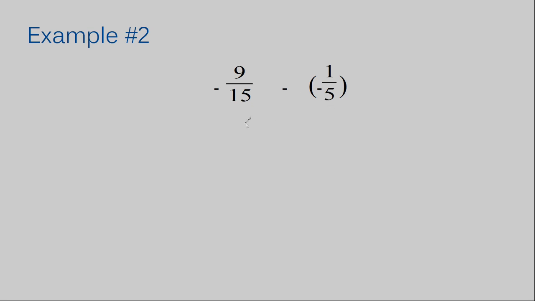Okay, so again, I'm going to follow the rules for subtracting fractions. The rules for subtracting fractions say that I have to have common denominators. So right now, I'm going to ignore my negative signs, and I'm going to rewrite these fractions, but with a common denominator. 15 is going to be my common denominator.